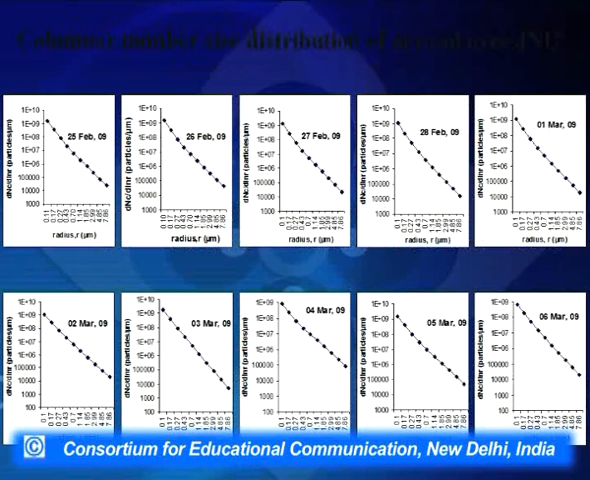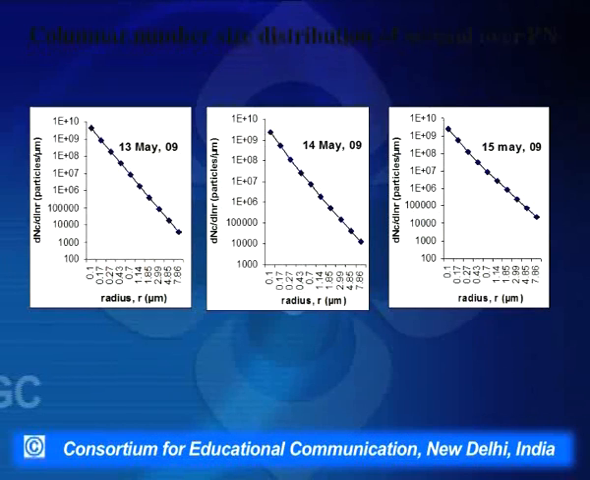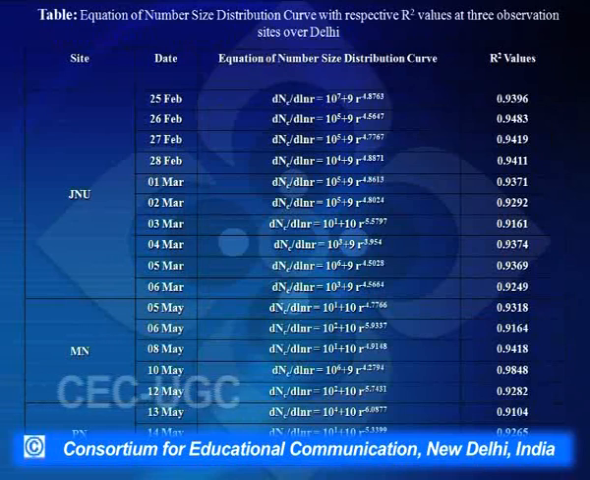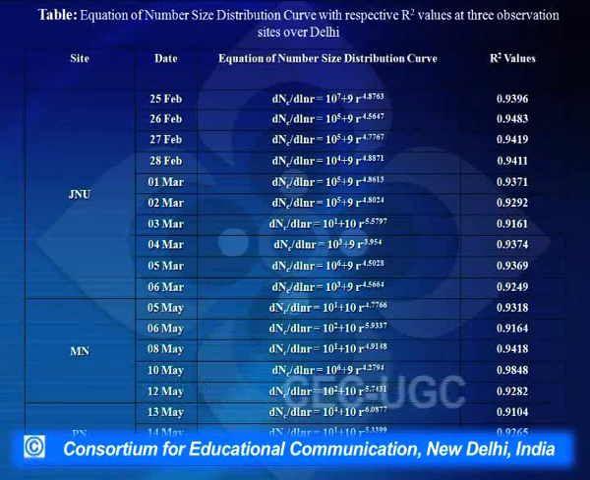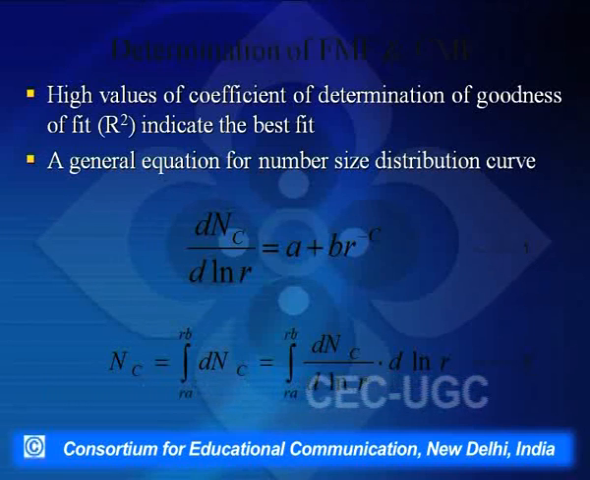So, these are the results that we have got on various days at JNU, at Mukherjee Nagar and at Patel Nagar. After getting an equation, we obtained the R square values, and in all the cases we have found R square values more than 0.9. It means our results are valid and in very much conformity.